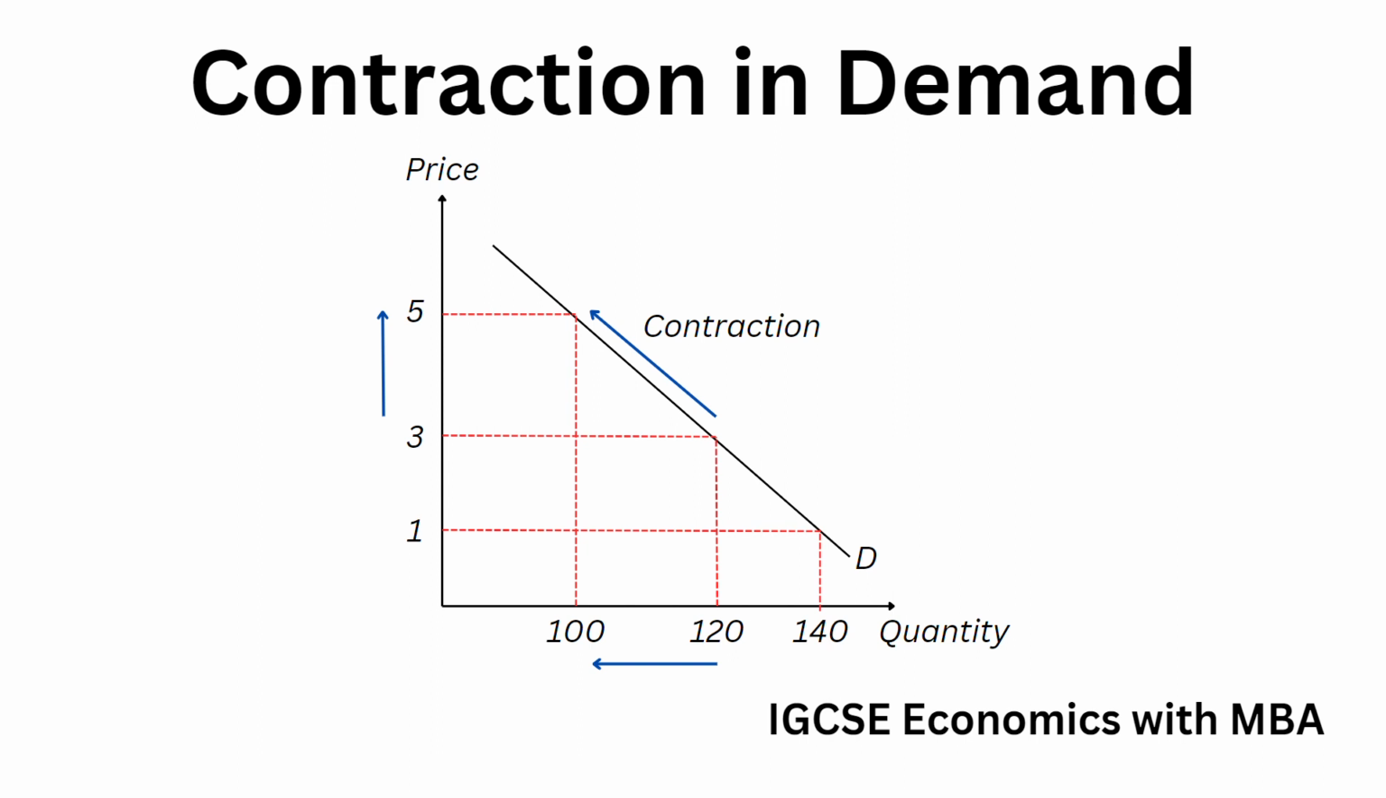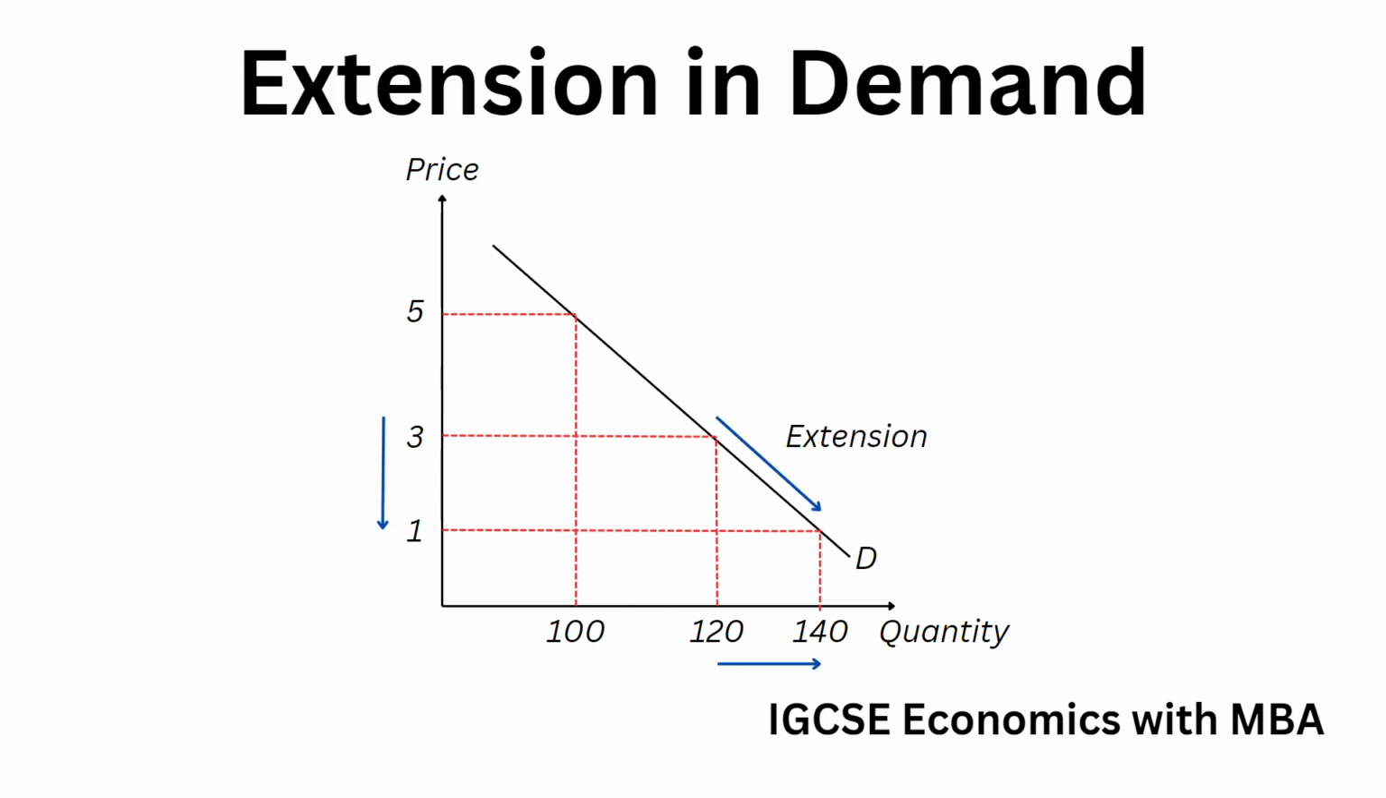Remember that whenever the price of a product changes, the demand curve does not shift. The demand curve remains in its place, and there is just a movement along it. A contraction in demand occurs when the price of a product rises. Similarly, if the price falls, we have an extension in demand. If the price falls from 3 to 1, quantity demanded will rise from 120 units to 140 units. That downward movement along the demand curve is what we call an extension in demand. Contraction and extension always happen when the price of the product changes.